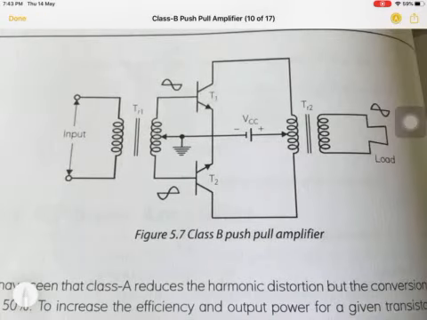This is the circuit of the class B push-pull amplifier. For the positive half cycle the current goes in this direction, for the negative half cycle the current goes in this direction, because this is a transformer-coupled load and transformer-coupled input. In general, when we talk about a class B amplifier, 2 types of configurations are used. One is the push-pull type amplifier, the other is complementary symmetry. So this is the diagram of the push-pull amplifier.